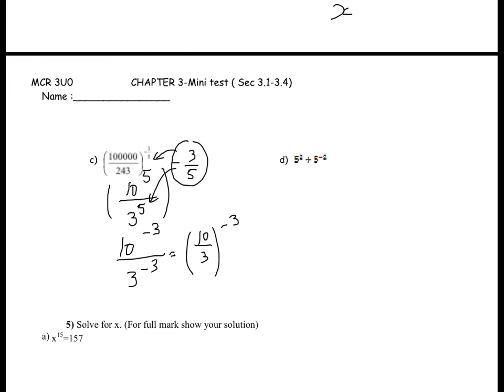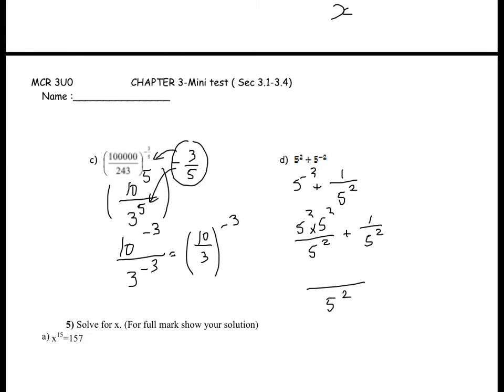The exponent now is negative. The next question is 5 exponent 2 plus 5 exponent negative 2. I can write this one as 5 exponent 2 plus 1 over 5 exponent 2. Now, 5 exponent 2 can be written as 5 exponent 2 times 5 exponent 2 divided by 5 exponent 2. I just multiply by 5 exponent 2 divided by 5 exponent 2, plus 1 over 5 exponent 2. The denominators are the same, so I get 5 exponent 2 times 5 exponent 2 plus 1, all over 5 exponent 2. Now 5 exponent 2 times 5 exponent 2 is going to give us 625.